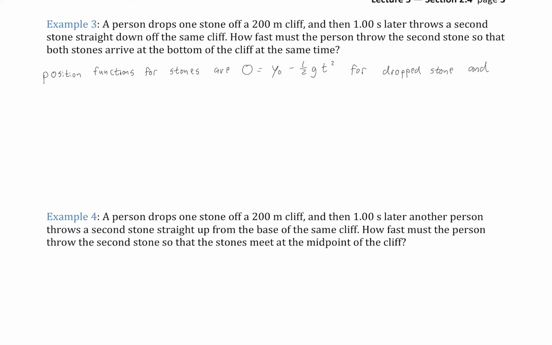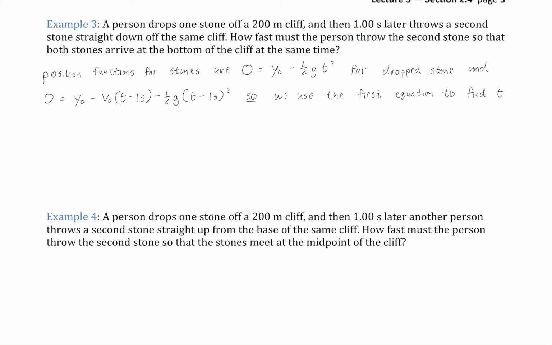Okay, so the position functions for the stones are 0 equals y naught minus 1/2 gt squared for the dropped stone. All right, because notice that this is the position function equation and it doesn't have the plus v naught t term because v naught is 0. Meanwhile, for the thrown stone, we would have a different position equation. We would have a y naught, the same y naught, which is going to be 200. We are going to have an initial velocity, and notice I'm replacing the variable t with t minus 1. That's because I know there's a 1 second delay.